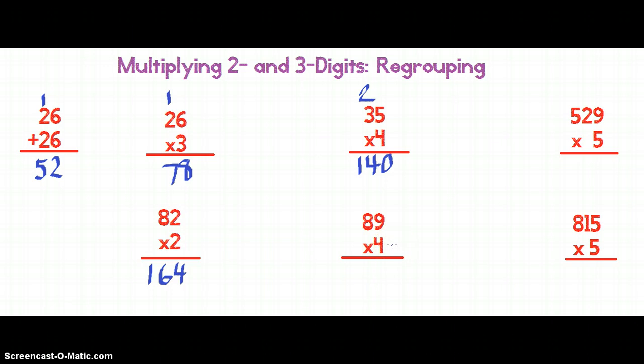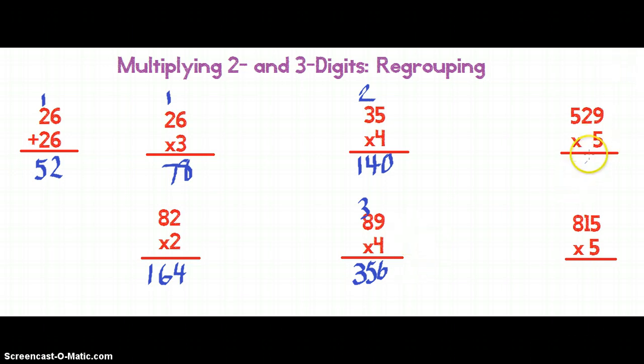Alright, look at this problem. 89 times 4. 9 times 4 is 36. I write down my ones, which is 6. Carry my 3. 4 times 8 is 32. Plus 3 is 35. So I'm just going to write that down. So my answer is 356. Now, always remember to work from right to left.